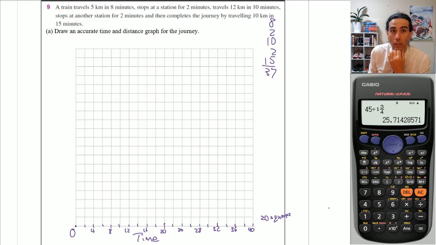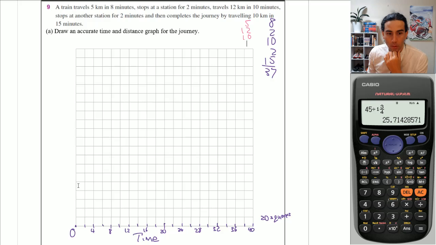Okay, now distance, pink, 5 kilometers. Stops, then 12 kilometers. Stops, 10 kilometers. 17, 27. So we only need to go 30 Ks. It's not very far. And I'm assuming it's 20 here as well.